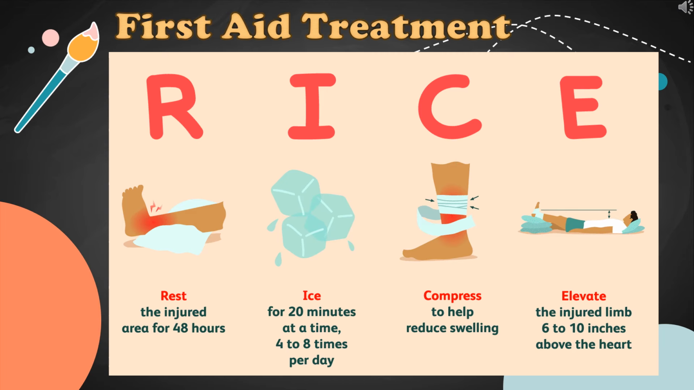The most prescribed treatment for those injuries is what we call the RICE method. RICE is an acronym that stands for Rest, Ice, Compress, and Elevate. First, rest the injured area for 48 hours. Then, put ice for 20 minutes at a time, 4 to 8 times per day. Next, compress the injured part to help reduce swelling. And lastly, if applicable and really needed, elevate the injured area 6 to 10 inches above the heart.